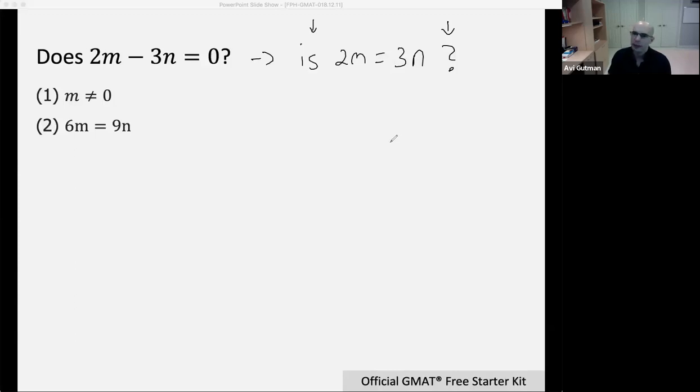Now I'm getting a suggestion in the chat box to start with statement 2. I see why you would want to do that, if you notice that statement 2 is just an expansion of what they're asking by a factor of 3. If you don't notice that, I think you actually should start with statement 1. Why would I like to start with statement 1? Any ideas?